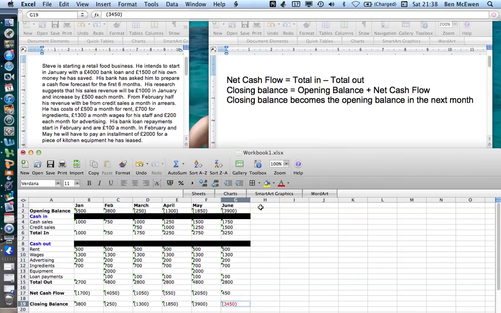What the bank are probably going to ask to do is see his figures for the rest of the year to see if this situation significantly improves, because based upon this information, with more money going out than's coming in, they're probably not going to want to take the risk of lending him that money.